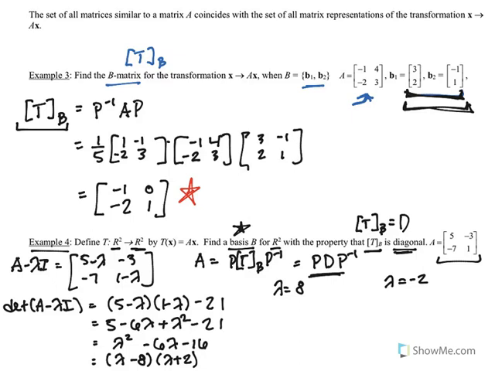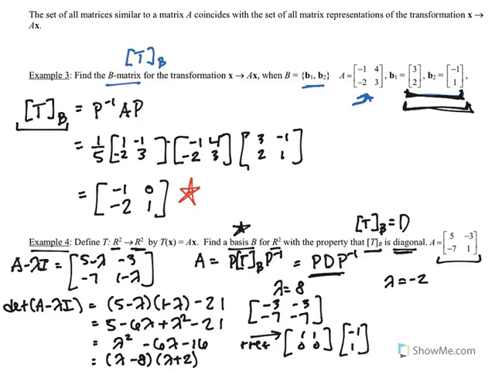So when I plug in lambda equals 8 into my original A minus lambda I matrix, I am getting -3, -7, -3, -7, and that is right. I want to get something linearly dependent. Row reduce, I'm getting the matrix 1, 0, 1, 0. Okay, that tells me that x1 is equal to negative x2. So the eigenvector I'm getting here is negative 1, 1.